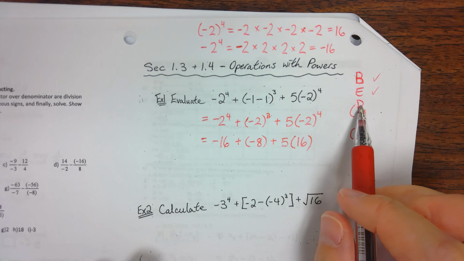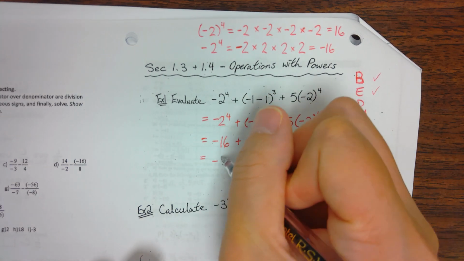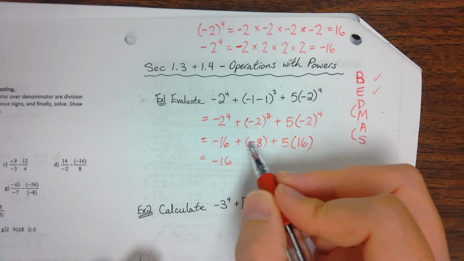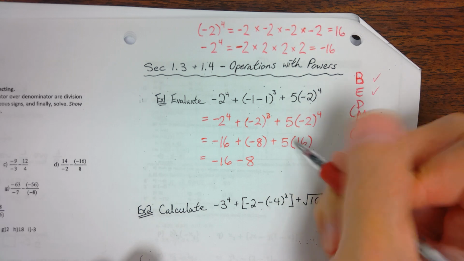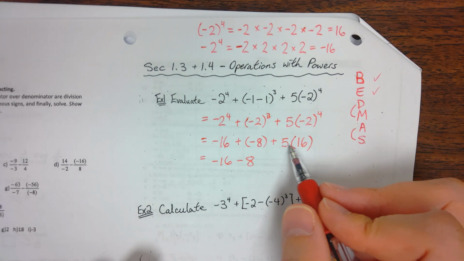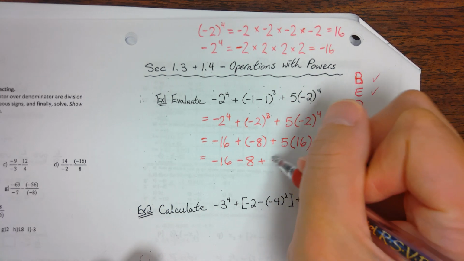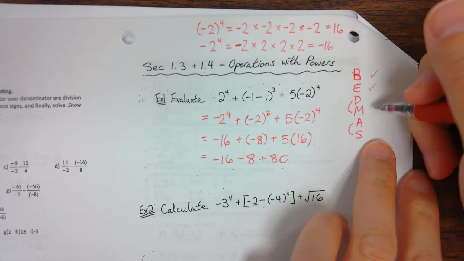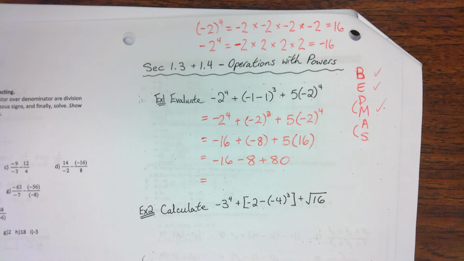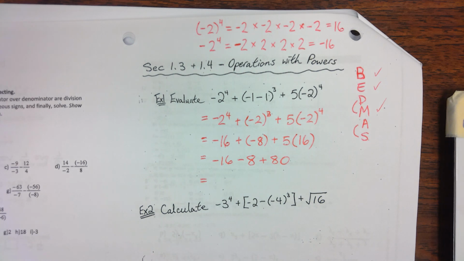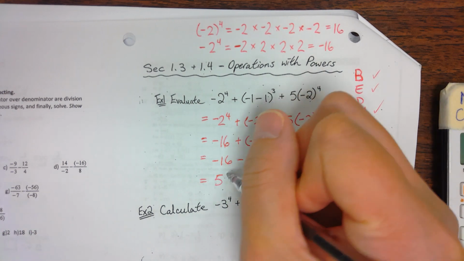Next, division. We don't have division, so multiplication. Okay, so negative 16. This I can simplify. Plus minus 8 is just minus 8. And then here, 5 times 16. When you have a number side by side, it does mean multiplication. So 5 times 16 is 80. And then lastly, adding and subtracting. So on your calculator, negative 16 plus minus 8 plus 80, you get 56.